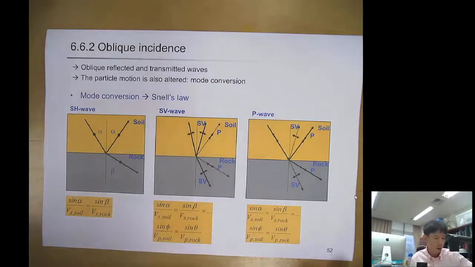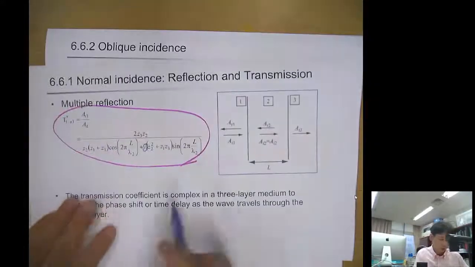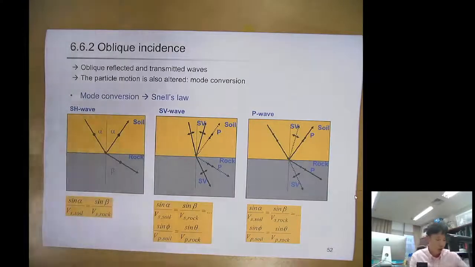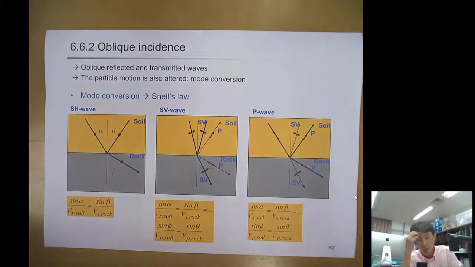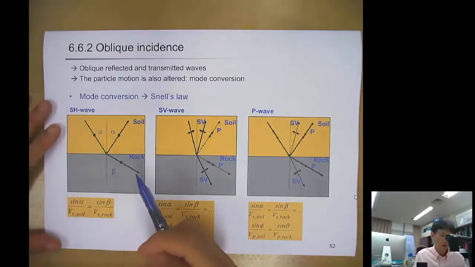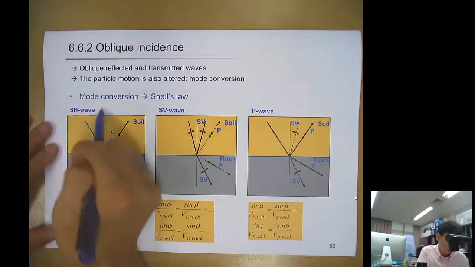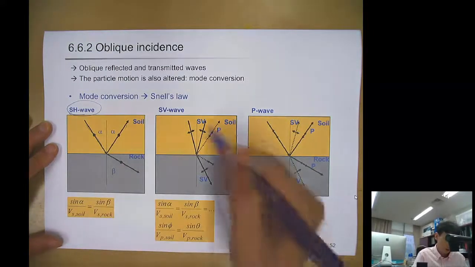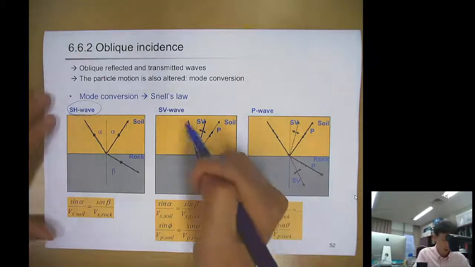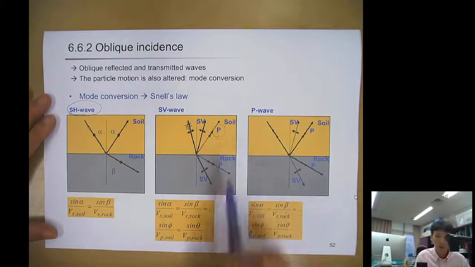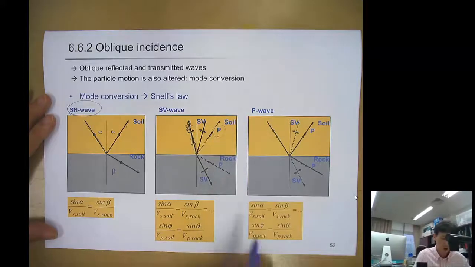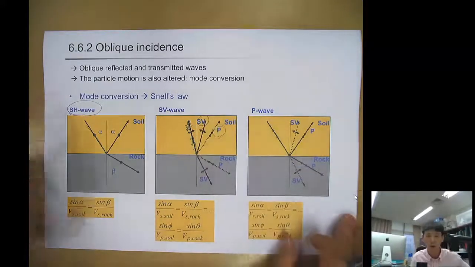What about when you have oblique incidence? Before, the incident wave was just orthogonal to the interface. But now the incident angle is not 90 degrees, so it's oblique incidence. And the particle motion can be converted in different ways. So if an SH wave is coming in, then you get the SH. And when you have an SV wave, then it will move like this, then you get the P wave. It will move like this. Then you have a P wave and the SV wave together.